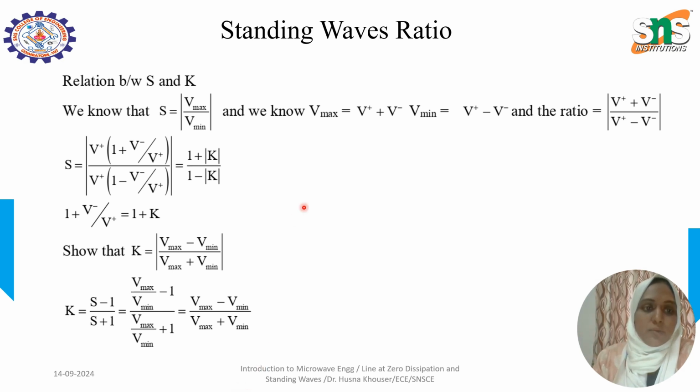With the standing wave ratio, S is equal to V max by V minimum. So we get S equal to 1 plus K divided by 1 minus K, which is also V max plus V minimum by V max minus V minimum in the ratio form. So K is equal to S minus 1 divided by S plus 1, which is equal to V max minus V minimum divided by V max plus V minimum. We have to remember all these equations for doing the calculations.